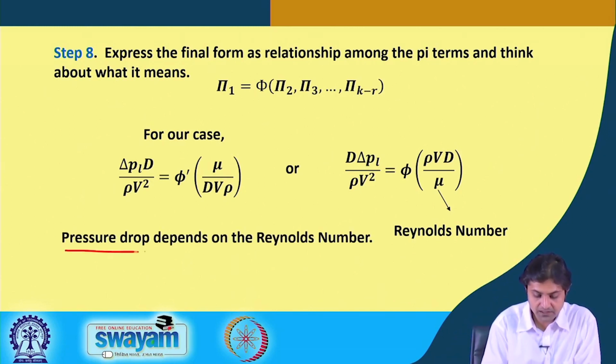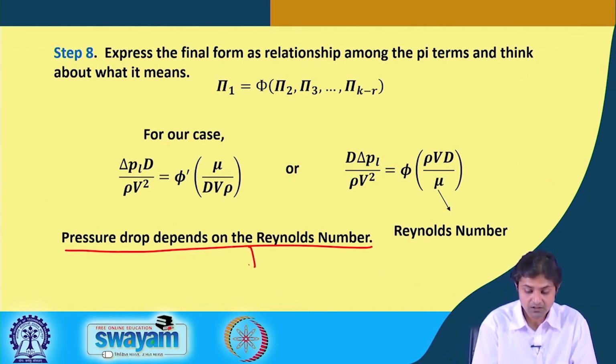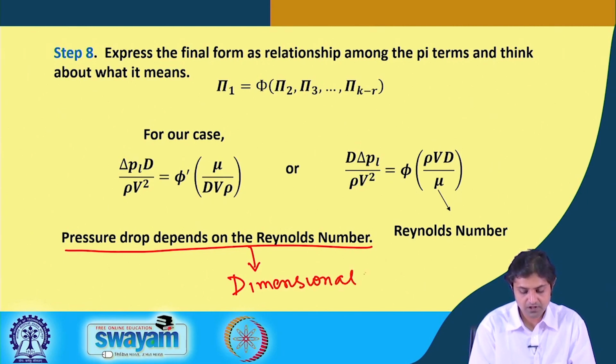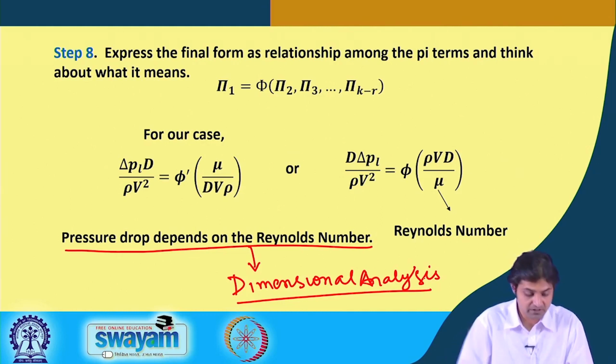So, the important message here is that pressure drop depends on the Reynolds number. As you see, we have obtained this important result, that the pressure drop depends on the Reynolds number, using dimensional analysis. I hope by this point you appreciate how powerful dimensional analysis can be. For future, aspiring experimentalists, this is one topic which you must understand, otherwise it is impossible to carry on the experiments.